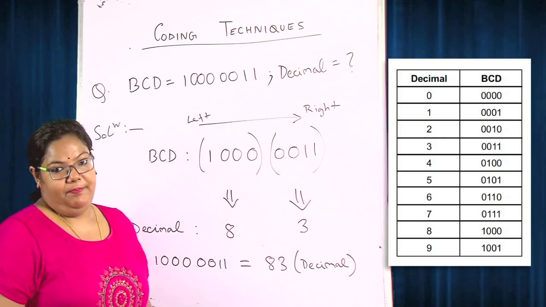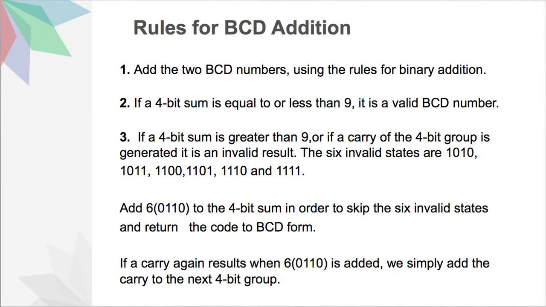Now learners, let us look at the rules for doing BCD addition. The first rule is that we can add two BCD numbers using the binary addition rules themselves. The second is that if the 4-bit sum is equal to or less than 9, then it is a valid BCD number. But if a 4-bit sum is greater than 9, or if a carry from the 4-bit group is generated, then it is an invalid result. There are 6 invalid states for BCD addition. These are 1010, that is 10, 1011, 11, 1100, 1101, 1110, and 1111.